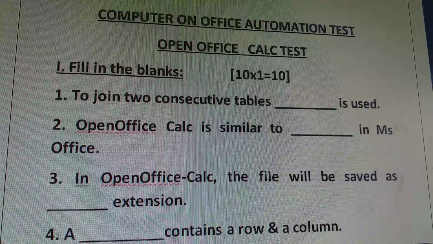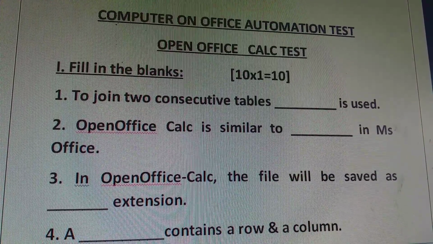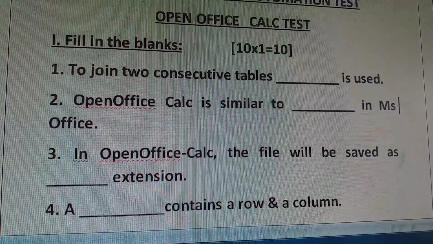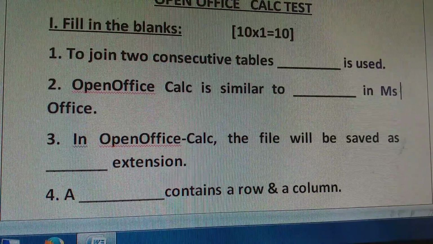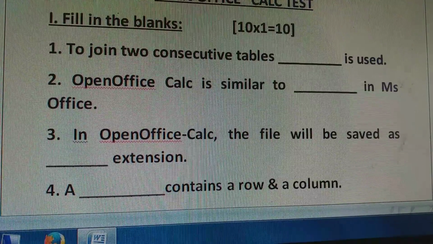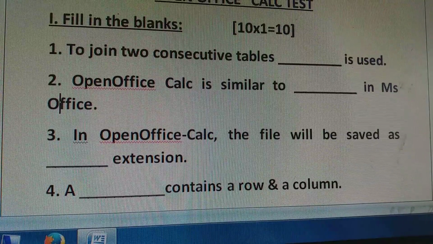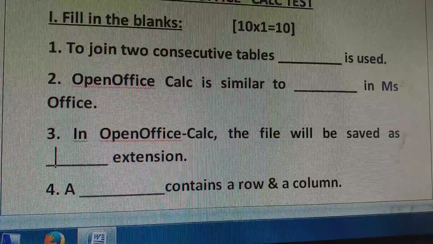Computer on Office Automation Test. OpenOffice Calc Test. Roman letter 1. Fill in the blanks. 1. To join two consecutive tables, dash is used. 2. OpenOffice Calc is similar to dash in MS Office.